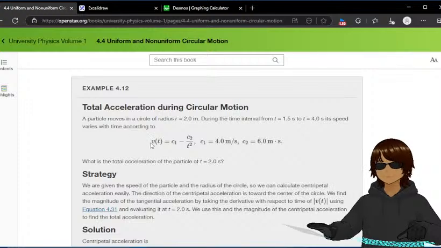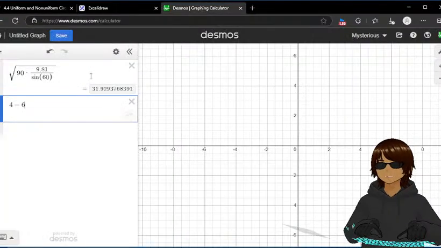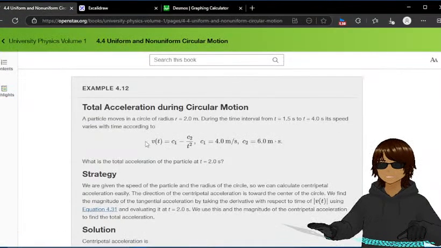So now we plug in 2 over here. 4 minus 6 over 2 squared. We have 2.5. So velocity at that point is 2.5.